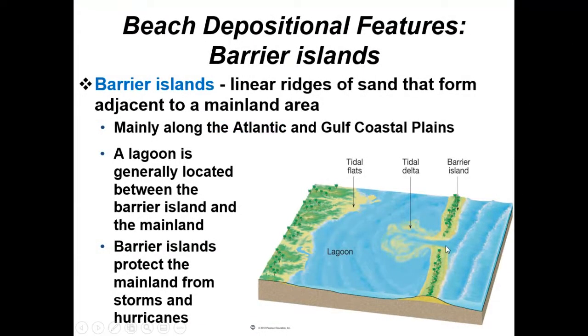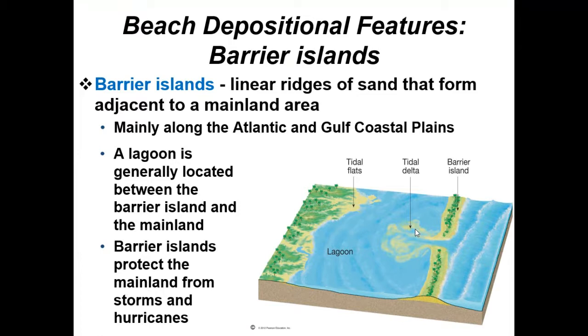Sometimes you'll get a break in between, like the barrier island. There'll be a break where basically water can transit between the lagoon and the open ocean here. That's called a delta. Yeah, it's pretty common. So let's see, what was I getting at here?